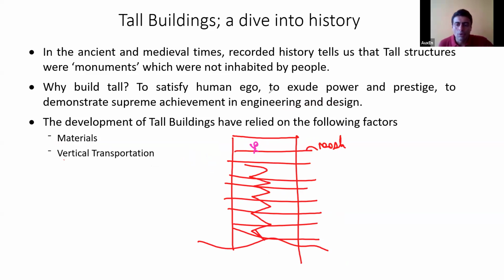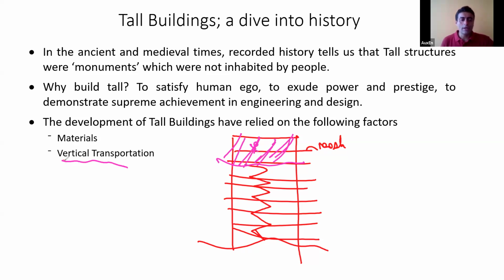So if you don't have a vertical transportation system available, the taller, higher levels, will they be sellable or not? Will it make sense to buy them? It will not be sellable enough, isn't it? It will not be sellable enough.